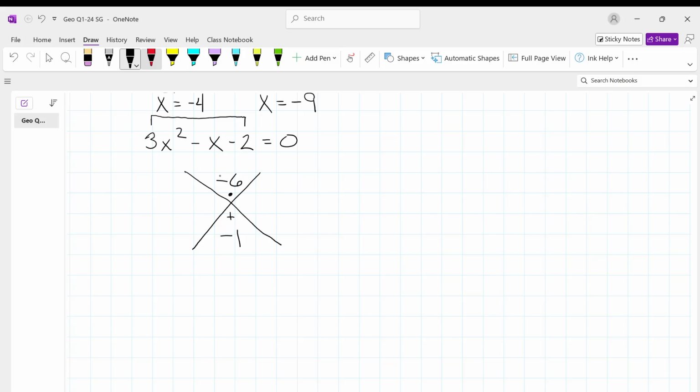Now the factors that we're going to list are the factors of 6. So you just got 1 and 6, 2 and 3. So if we use the 2 and the 3, and we need a -1, then we need a -3 and a +2.